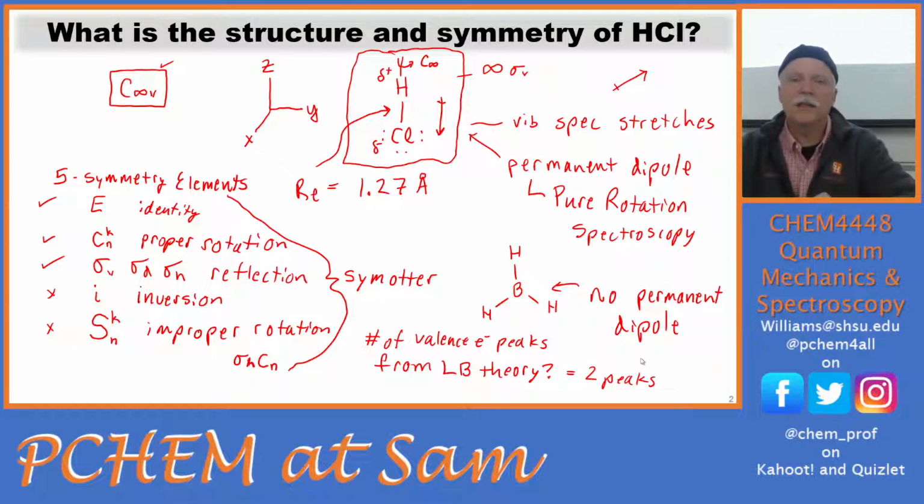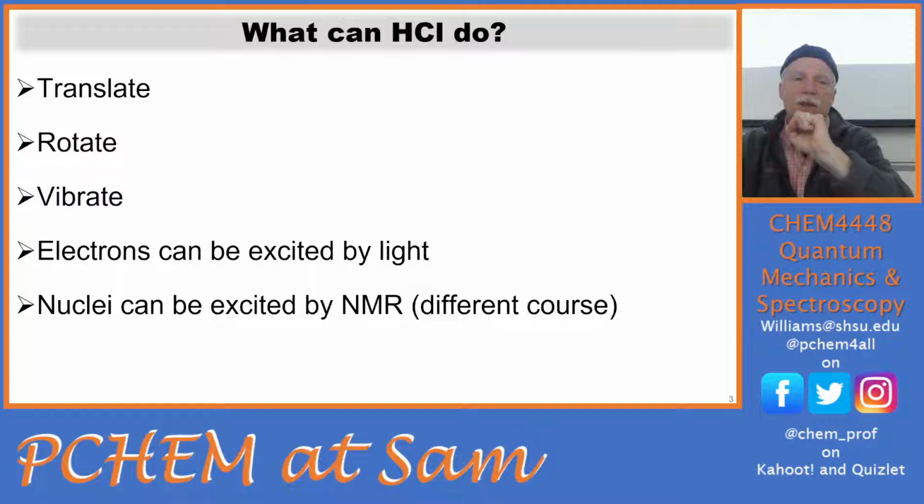All right, so now let's look to see what HCl can do. This is all about its structure, its point group, what we'd expect from the electron spectroscopy. Let's go ahead and look at what kind of things it can do. Okay, it can translate. It can rotate, it can vibrate. The electrons can be excited by light, and the nuclei can be excited by NMR. That you learn about in organic. I think is that organic 2.